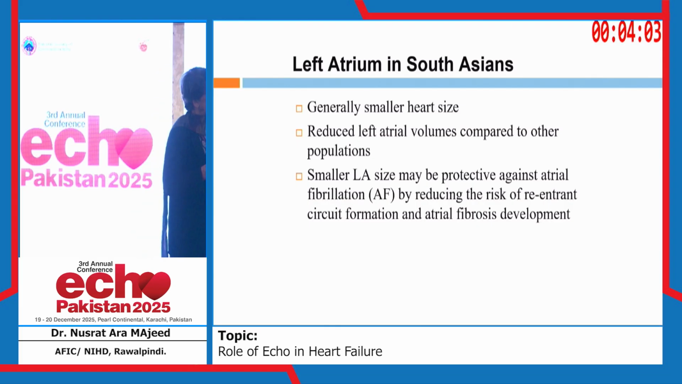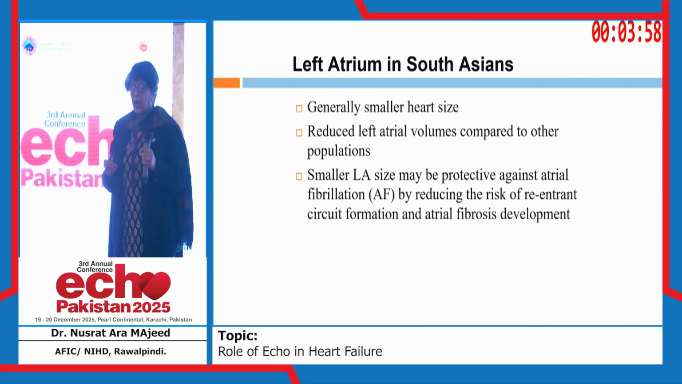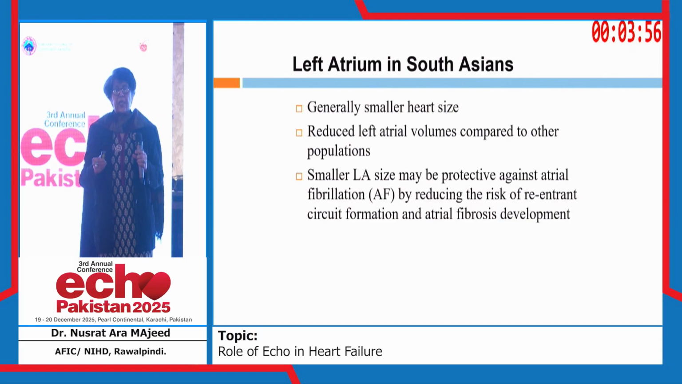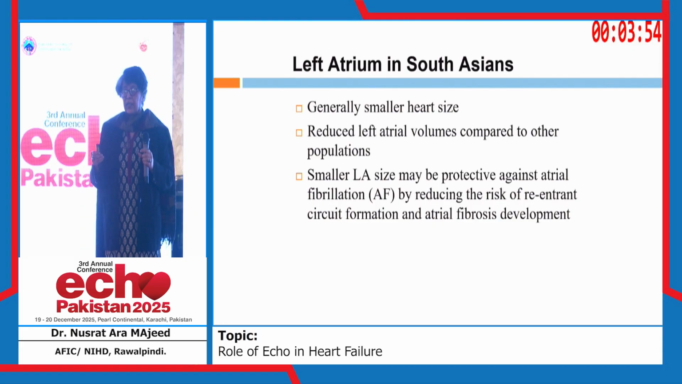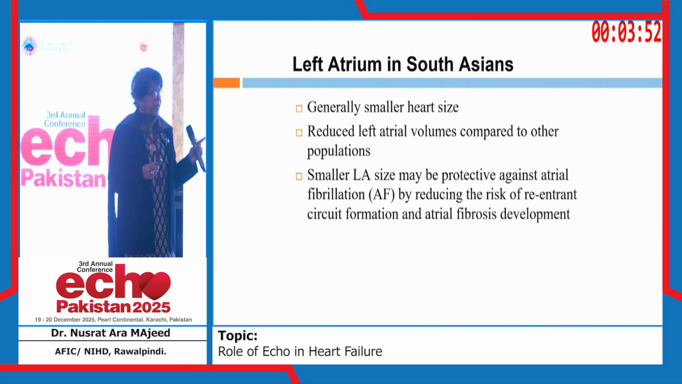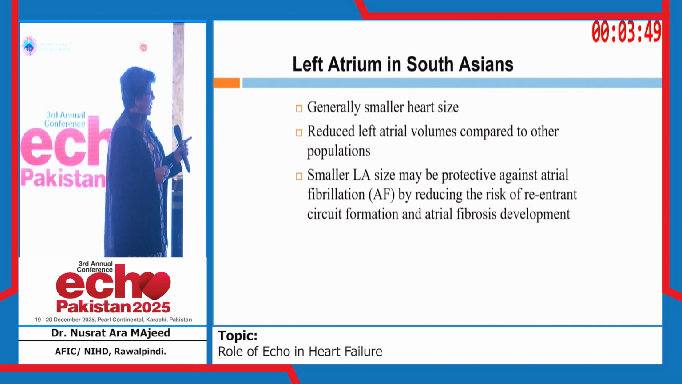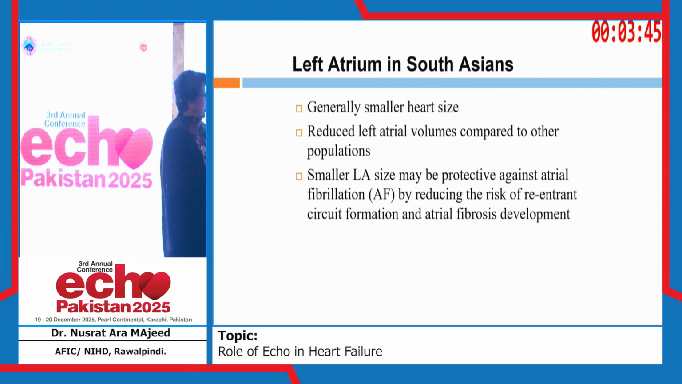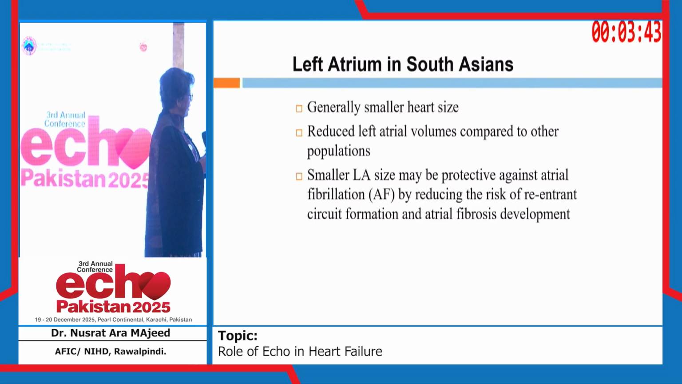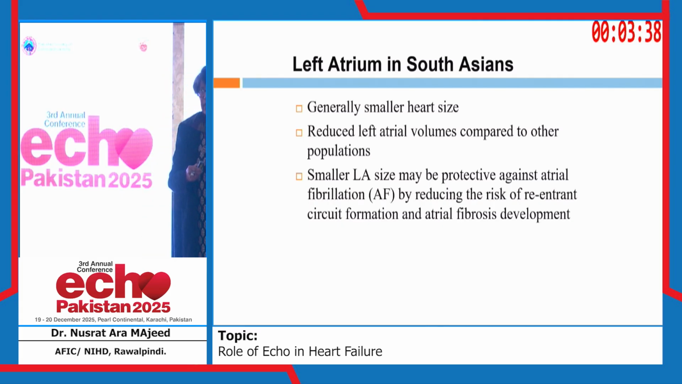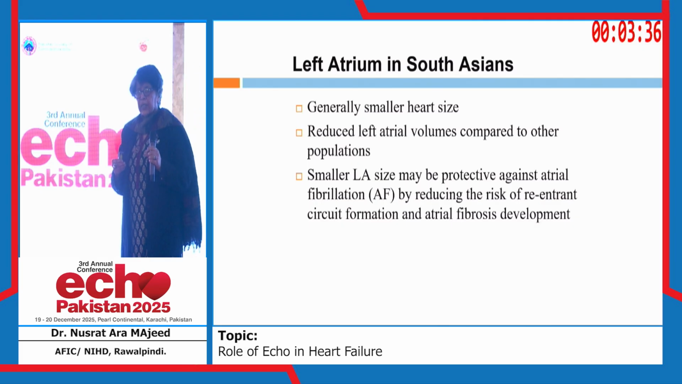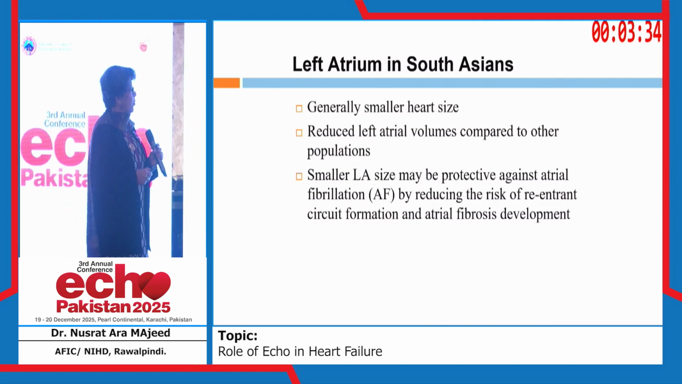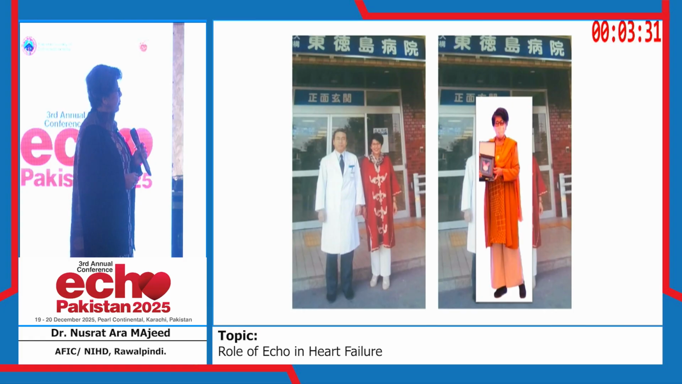You must have seen that we have very high incidence of diabetes, hypertension, obesity, etc. But we don't see that many cases of atrial fibrillation as are seen in the West. And here is the protection. Your smaller LA size protects against atrial fibrillation by reducing the risk of re-entrant circuit formation and atrial fibrosis development. So every thing has its benefit too. So this is one reason we don't have very high incidence of atrial fibrillation.